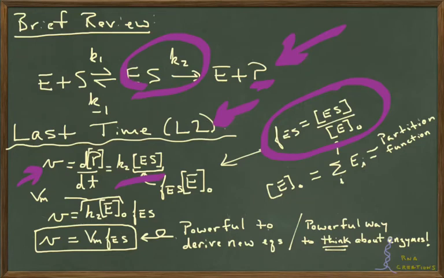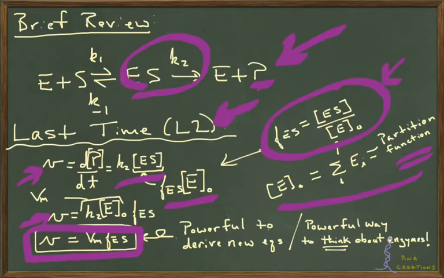But we used this definition over here, and we saw that this was really powerful, that we could simply define fraction ES as ES over all E species, where we could sum these guys up, and then we could use a partition function type of analysis. And so when we replace ES by fES times E naught, we end up with this form here, k2 E naught times fraction ES, or v, this final form down here, which is that v equals Vmax times the fraction of ES.